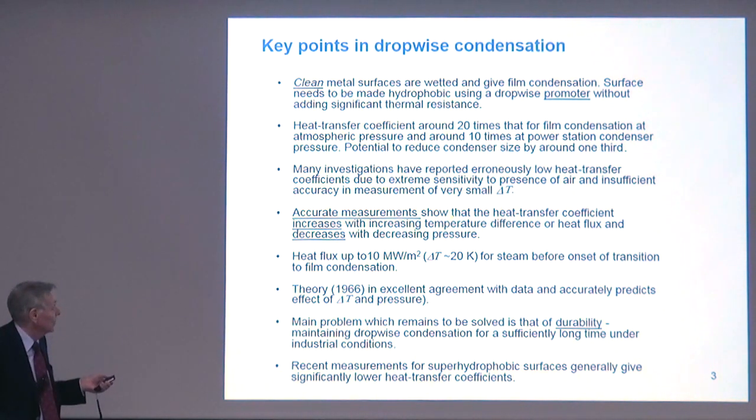As you increase the delta T, the temperature difference, and you increase the heat flux, the heat transfer coefficient increases, and it decreases with decreasing pressure. There are theoretical reasons why that should be. Heat flux up to 10 megawatts per square meter have been obtained for steam before the onset of transition.